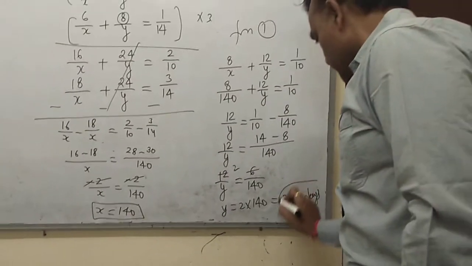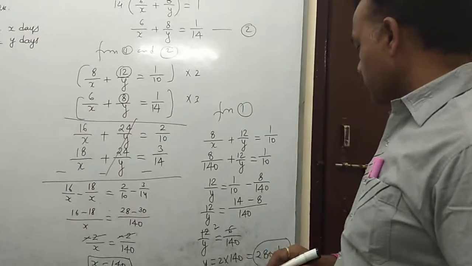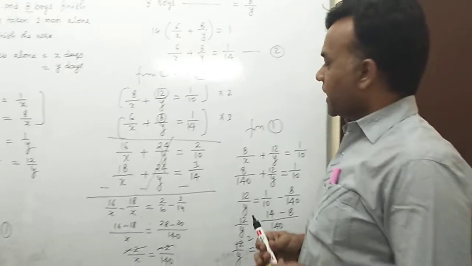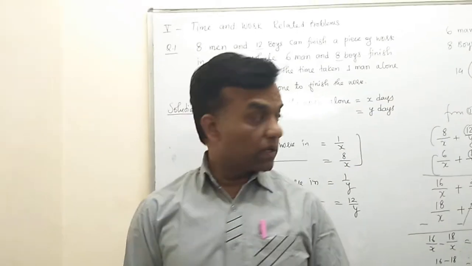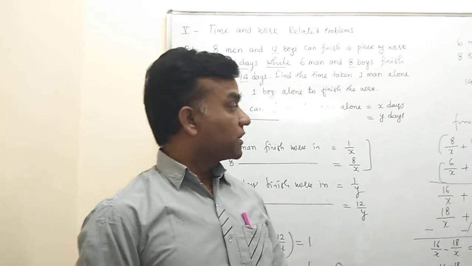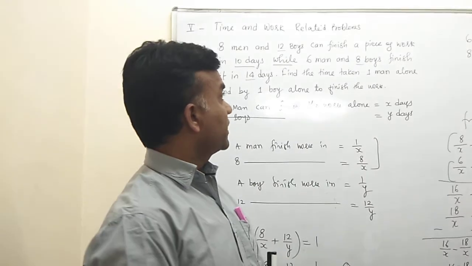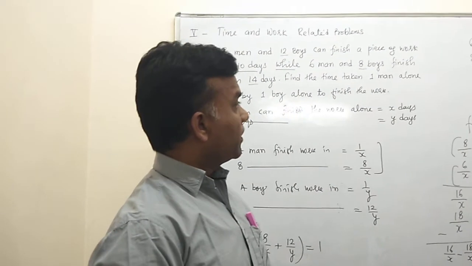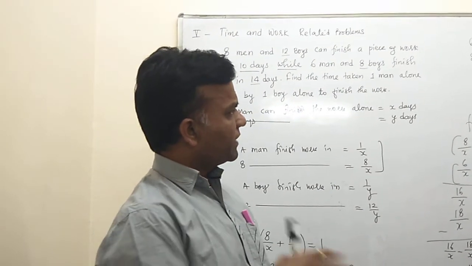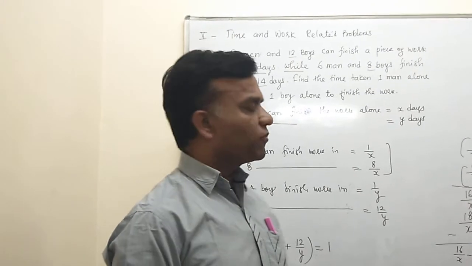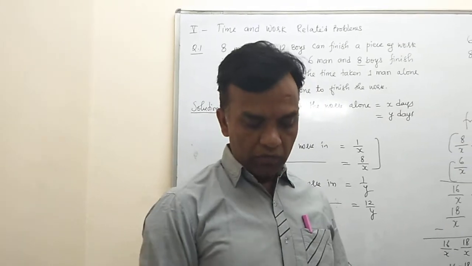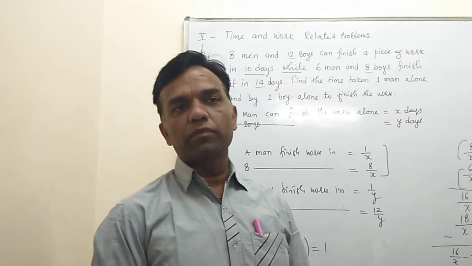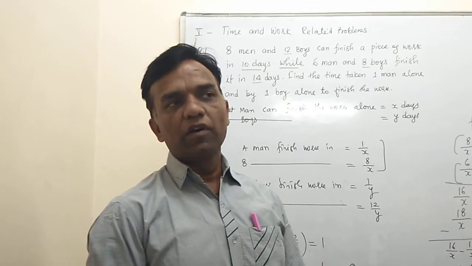So a boy can finish the work in 280 days, and men finish this work in 140 days. So this is again very easy. This question is related to time and work problems. Different varieties may be used here, but the concept is the same for all the questions. They are related to work and time.